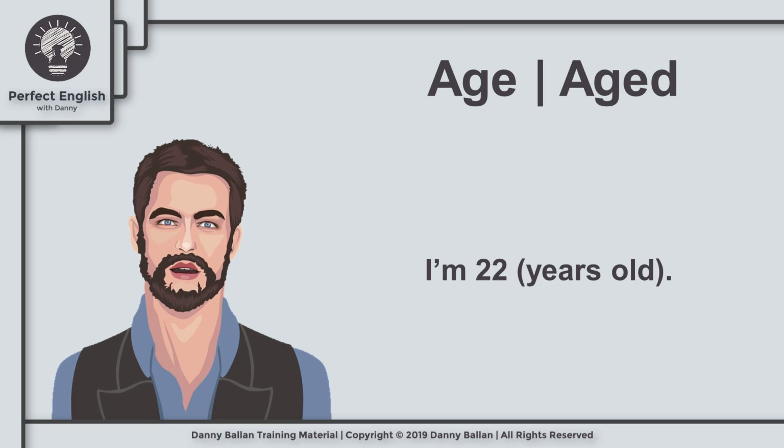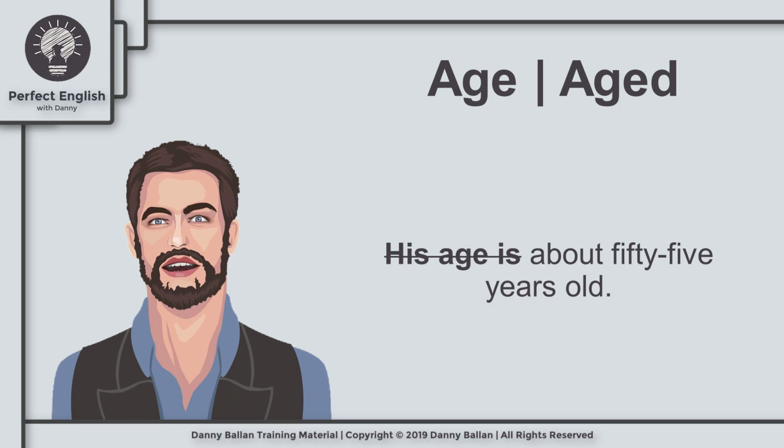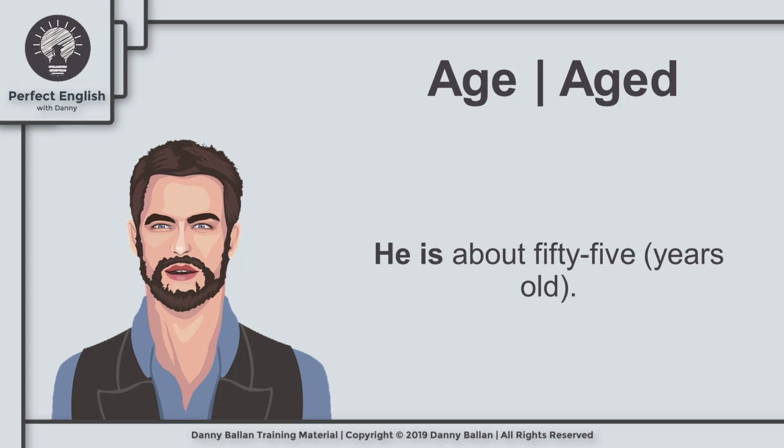Let's take a look at another example. His age is about 55 years old. We do not use age and years old together. The usual way of mentioning someone's age is simply by using be plus the number. We say she'll be 16 next August. So here we should go back to this sentence and fix it by saying he's about 55 years old.